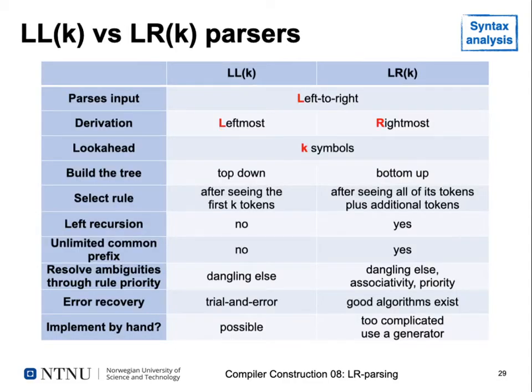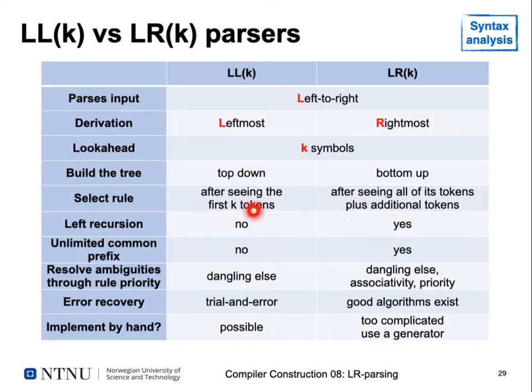So if we compare LLK versus LRK parsers, so top-down versus bottom-up parsers, let's first take a look at the naming. The first L always means it parses input left to right, so that's the L here and the L there. The derivation for LL is leftmost, whereas for LR it's rightmost. The look-ahead is always K symbols, so for example 1. The tree for LL is built top-down, for LR is built bottom-up. LL selects the appropriate rule after seeing the first k tokens, whereas LR parsing needs to see all of its tokens plus some additional ones.